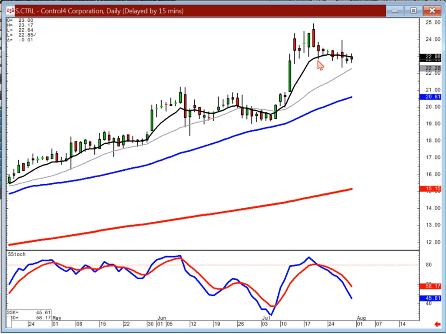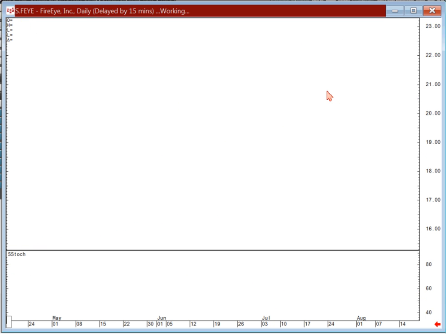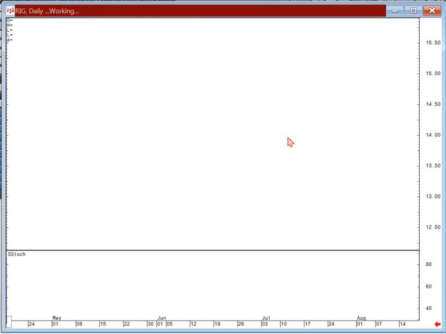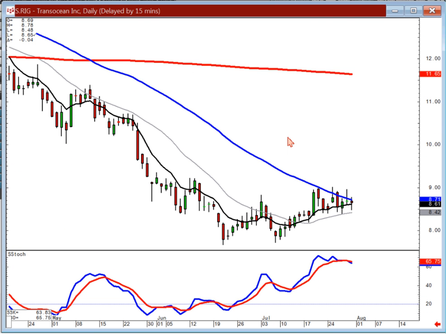CTRL, nothing here yet. You had the dark cloud. And right now, with it closing below the T-line, I wouldn't be in it until it closes back up above the T-line. FEYE, stay short, especially if it opens lower tomorrow. It would be breaking this support level right here. Rig, it's got a T-line crunch in progress. You can be buying this one if it comes back up through today's high, because that tells you the bobble breakout is in progress.